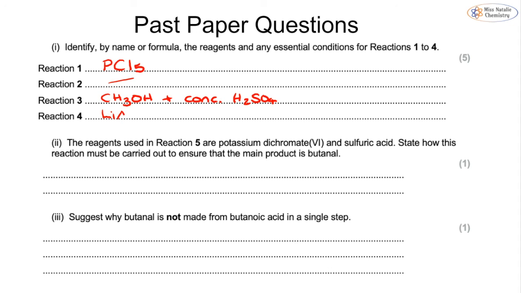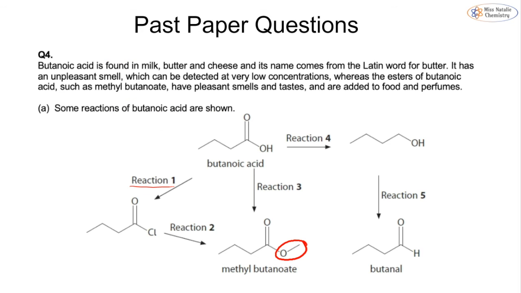So that would be LiAlH4 as our reduction, and that is going to require it to be in dry ether. And again, that's very important that we do say the conditions there. For reaction 5, the potassium dichromate and sulfuric acid are the reagents. How do we do this to make sure that the main product is butanol?